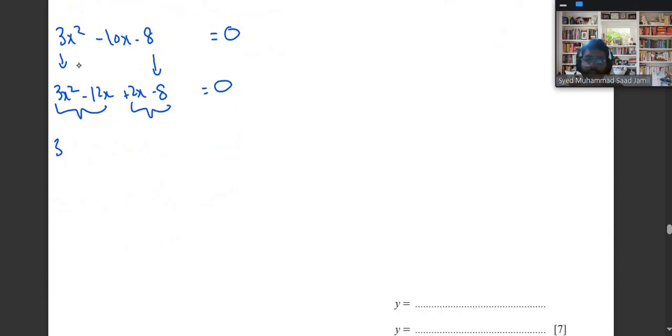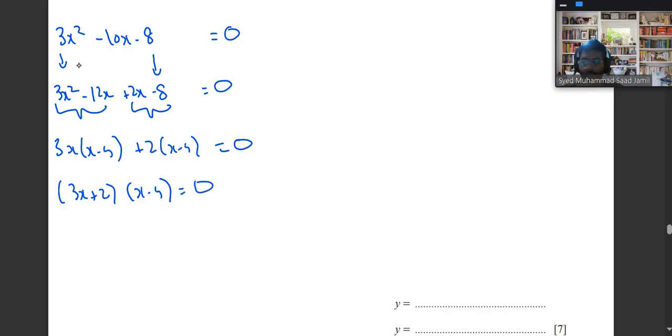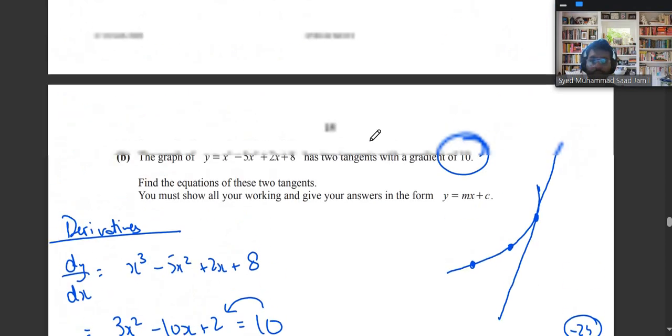Now I will take 3x as common, so this becomes x minus 4, and I will take plus 2 as common, this also becomes x minus 4, equals 0. So (3x plus 2)(x minus 4) equals 0. One value of x is 4, the other value of x is negative 2/3. So now we have the values of x, guys, and what was the equation?